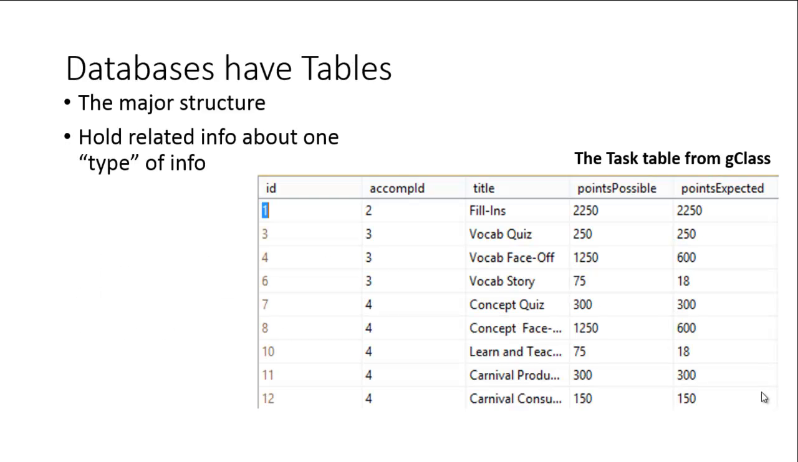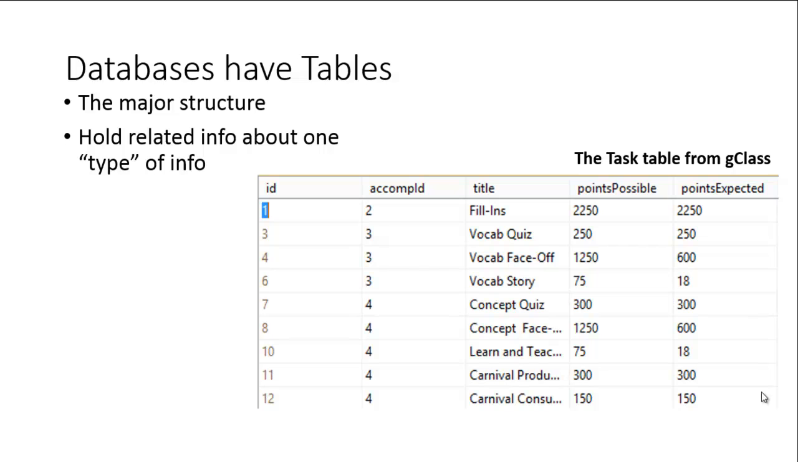Okay, let's start on the first major concept of databases. Databases have tables. As I told you, a table is just like a table in a spreadsheet, even if it's in a database, and it holds information about one type of information. What you see here is the task table. This is actually the task table from the G-class system. And each row is a task. You can see the tasks: fill-ins, vocabulary quiz, face-offs, etc. Those are tasks that hopefully by now you're pretty familiar with.